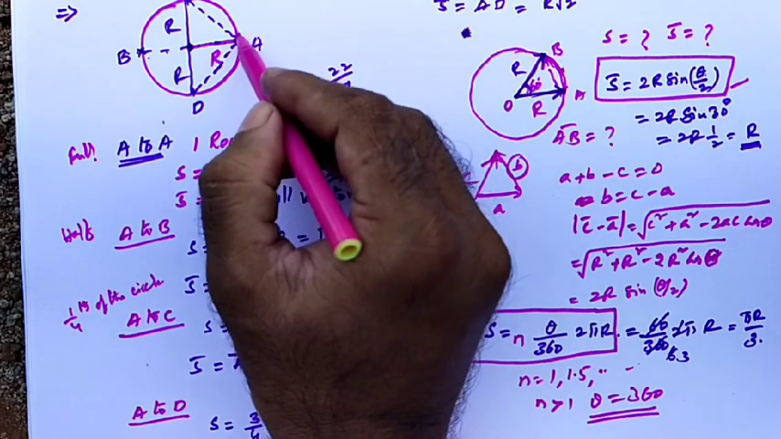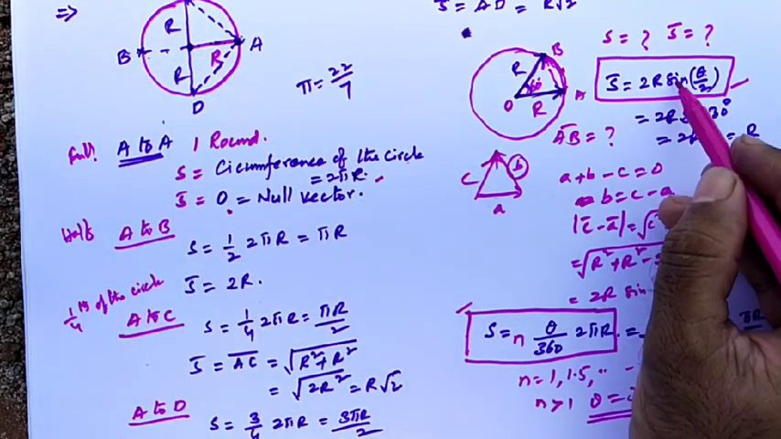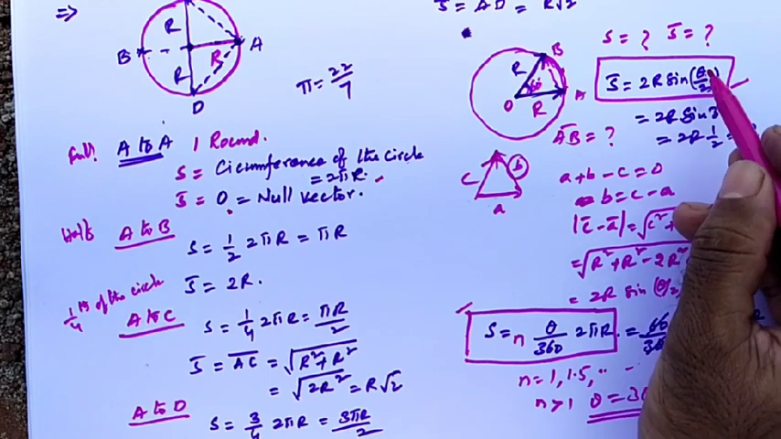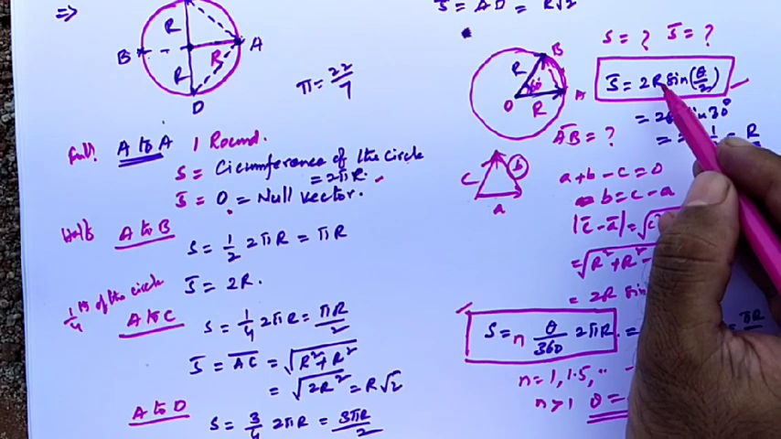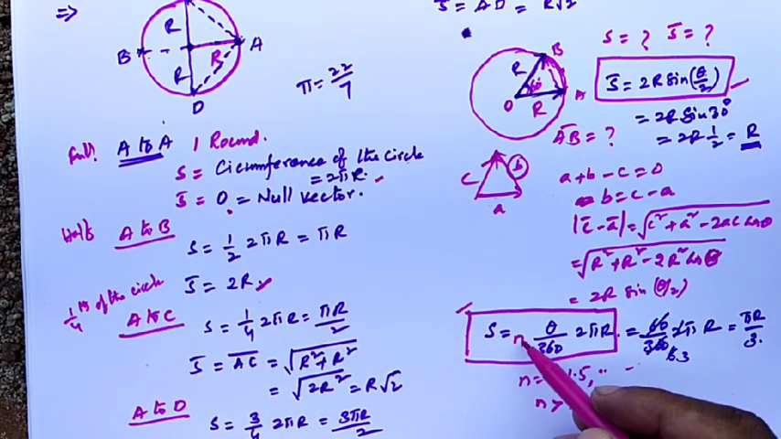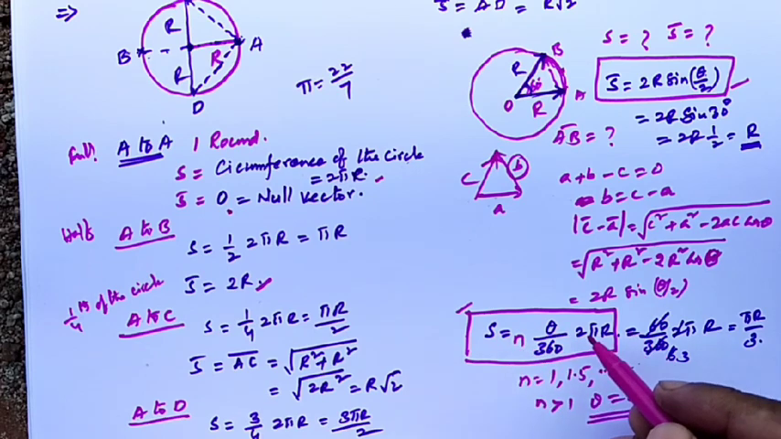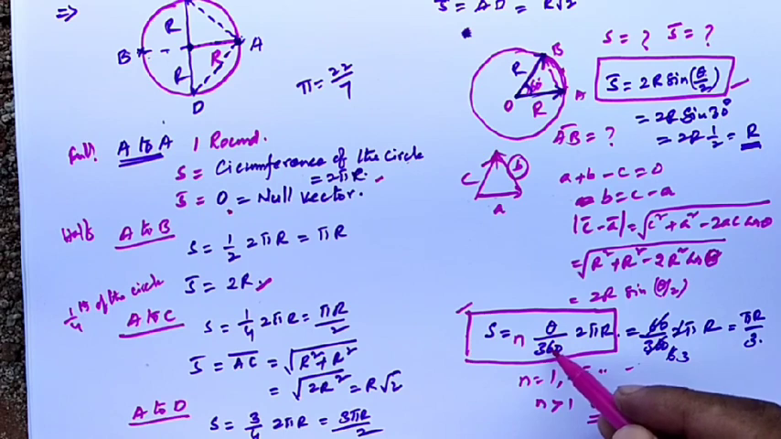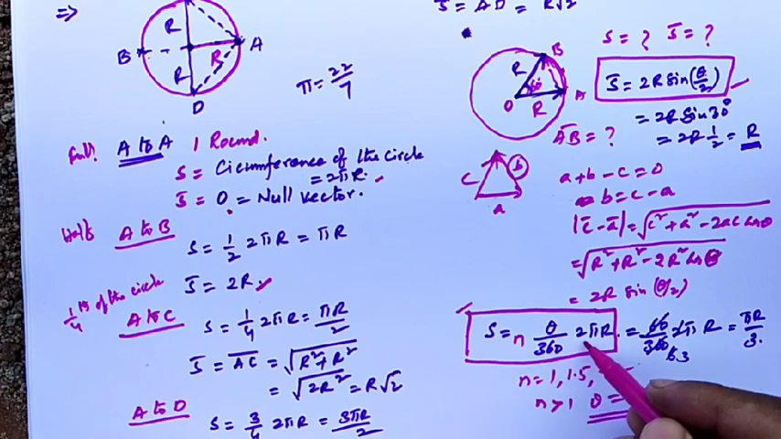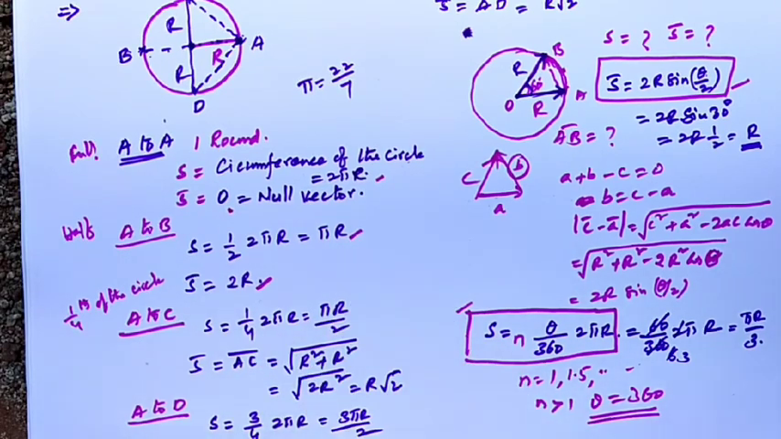Now let us see A to B. What is the angle covered from A to B? 180 degrees. 2r sine of 180 by 2 means sine 90. Sine 90 is 1. 2r into 1, 2r. Got it or not? Next, here n is not greater than 1, so forget about that. Now theta is how much? 180 by 360 into 2 pi r. So this value gives 2, 2 gets cancelled, pi r. So the distance is pi r. You apply for whatever the angle, you will get the results.